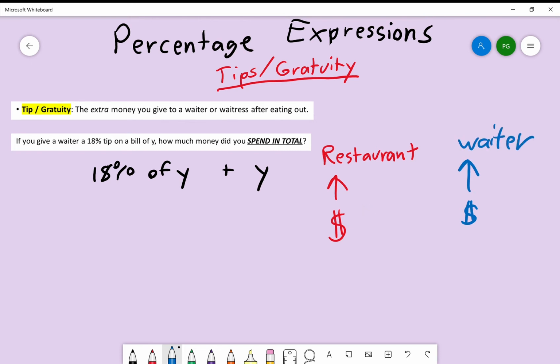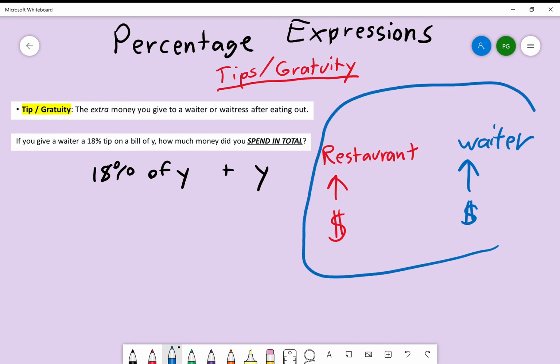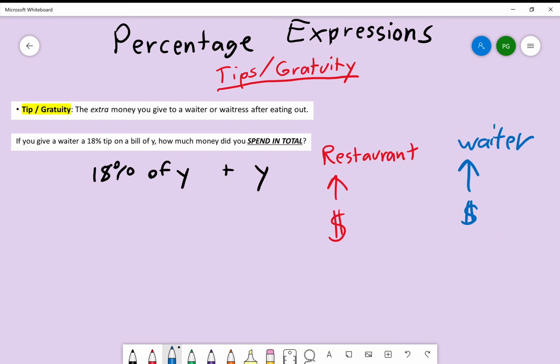Until now, you've been finding out how much money you pay to the waiter. No. In this case, you want to find out how much money you paid in total to the restaurant and to the waiter. So let's go ahead and work this out. You paid the restaurant Y, yeah? And then you went ahead and you paid the waiter 18% of Y. Now you want to find out your total, so you're obviously going to add these two. You have Y plus 18% of Y.